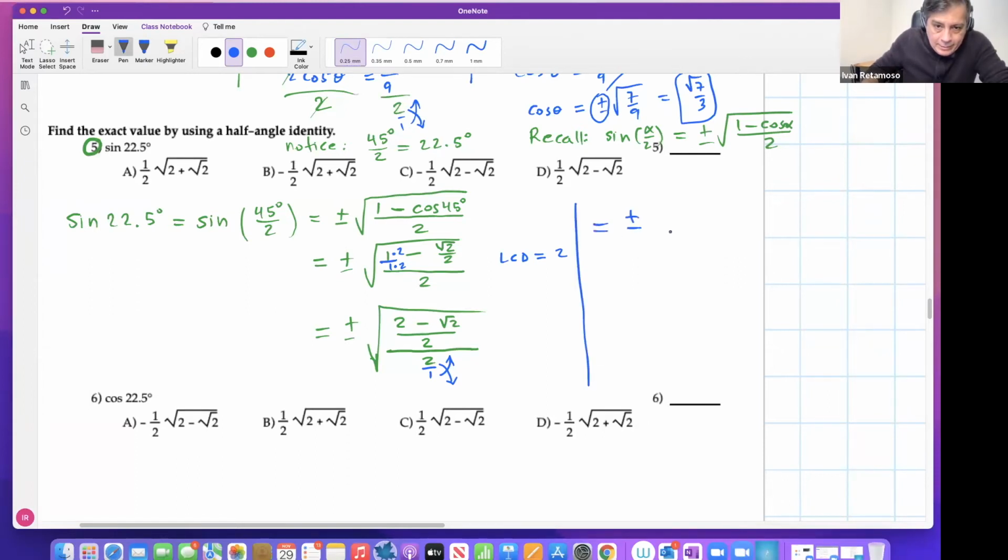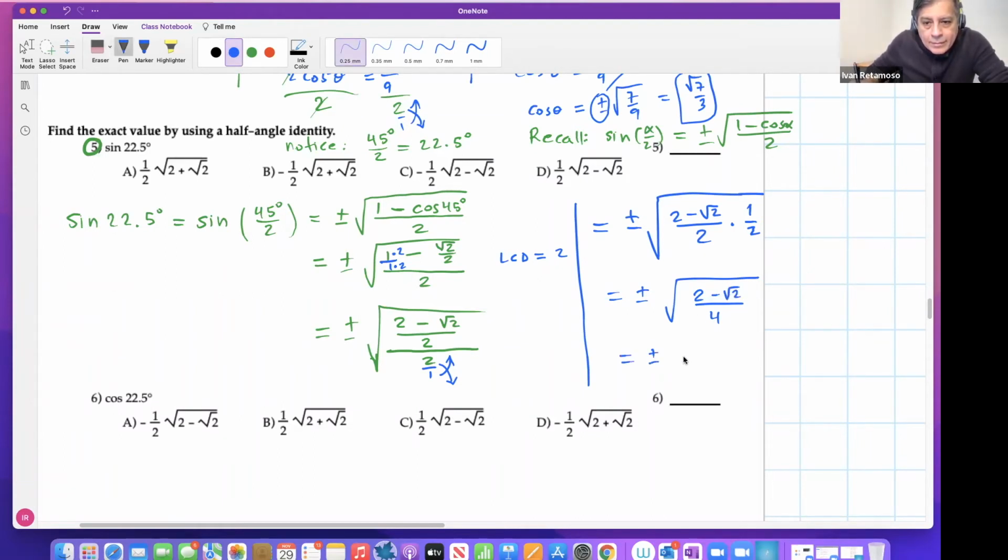So equal to plus minus the square root of 2 minus square root of 2 over 2 times 1/2, which is the reciprocal of 2, right? 2 times 2, 4. The bottom is 4, on the top, 1 times 2 minus the square root of 2 is 2 minus the square root of 2. All right, then guys, just take the square root of the numerator, take the square root of the denominator, and you will get this, right? A square root of 2 minus a square root of 2, a nested radical on the top, on the bottom a square root of 4. But a square root of 4 is just 2, right?